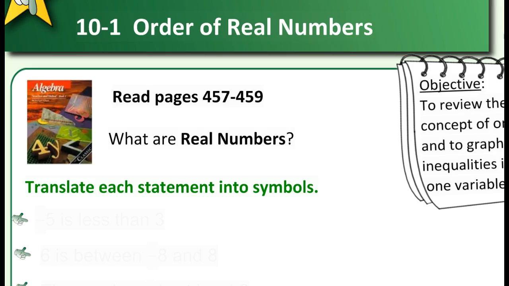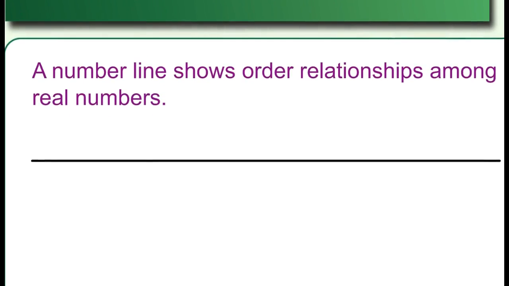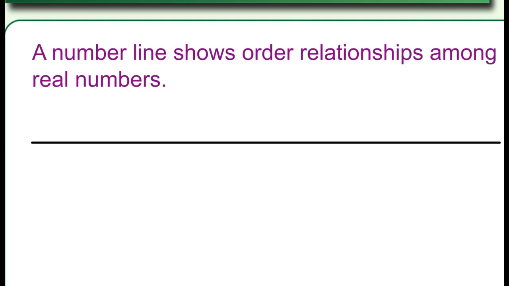Now, for just a second to get started, let's go ahead and look at our number line. And we're going to see that a number line shows order relationships among real numbers. So if I have this number line, and we're going to work in algebra, so we're going to have integers. Do you remember the definition of integers? Yes, integers are numbers and their opposites. So when we review this, we're going to see that integers are not fractions, integers are not decimals, it's just a number and its opposite.